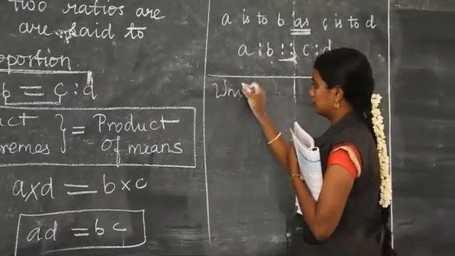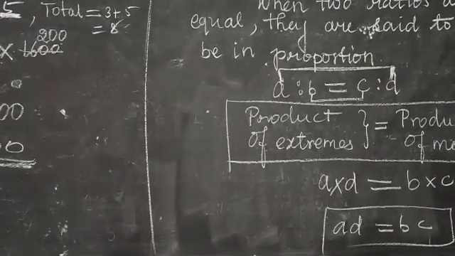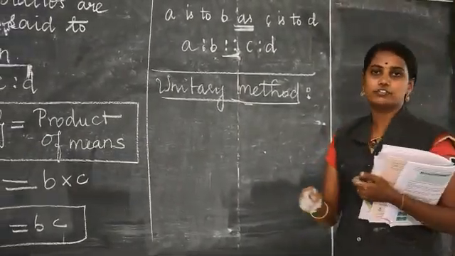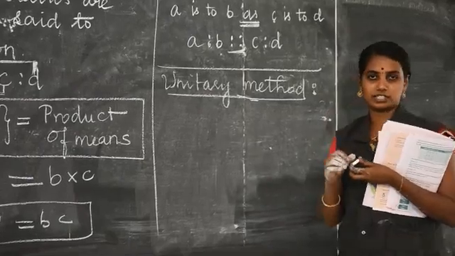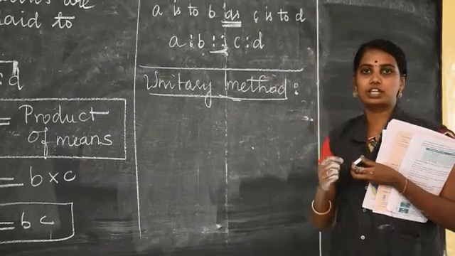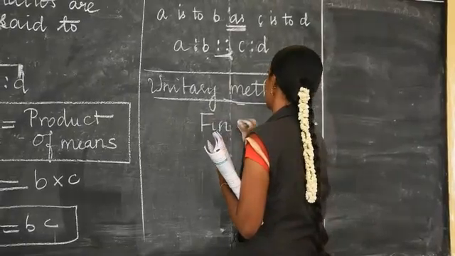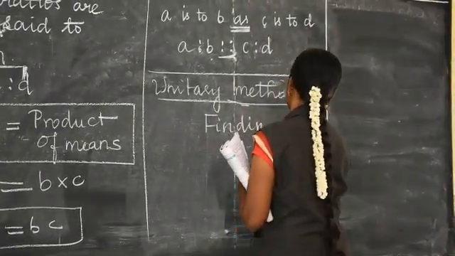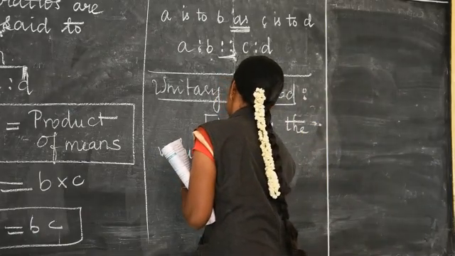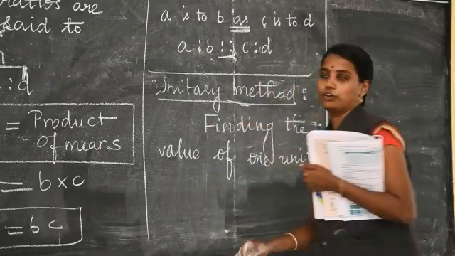Next, unitary method. Unitary method: finding the value of 1 unit. For example, you know the cost of 5 pens: 5 pens is 25 rupees. If you find the cost of 1 pen, that is called the unitary method. Finding the value of one unit.